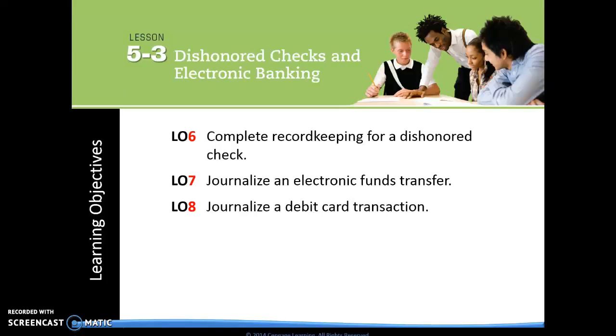Books open to 5.3. In 5.3, we're going to talk about dishonored checks and electronic banking. So we have 3 learning objectives. Complete record keeping for a dishonored check. You should be able to journalize an electronic funds transfer, and you should be able to journalize a debit card transaction.